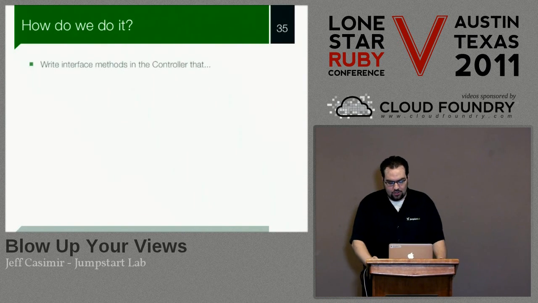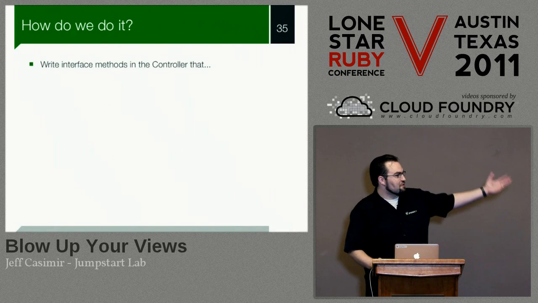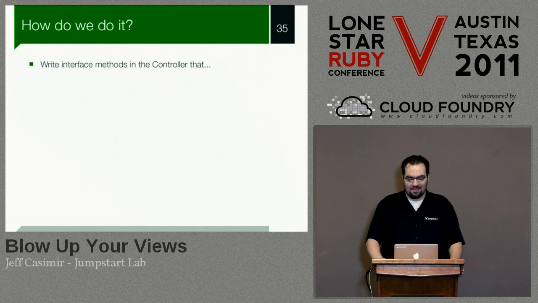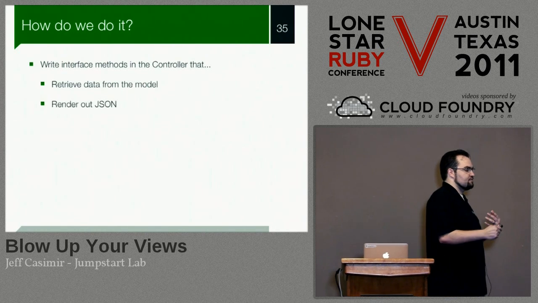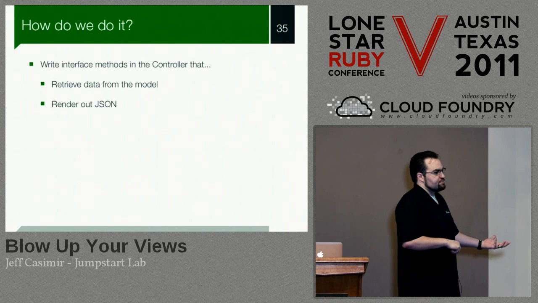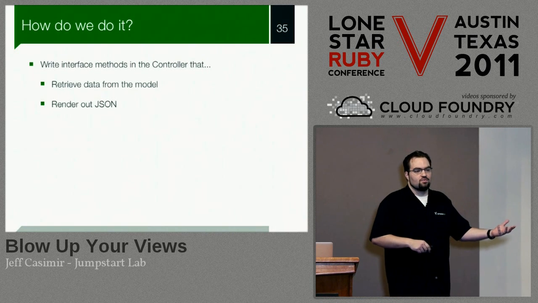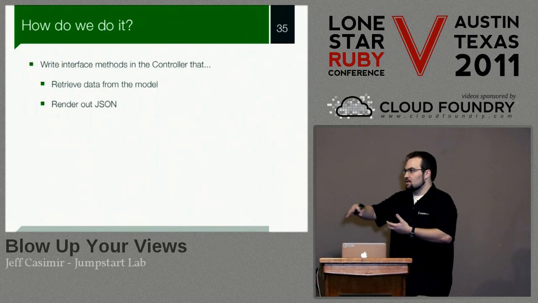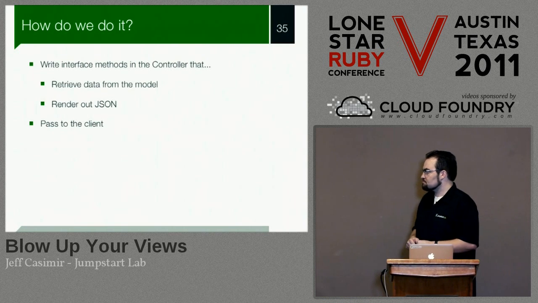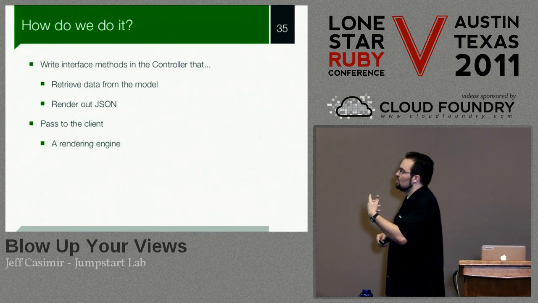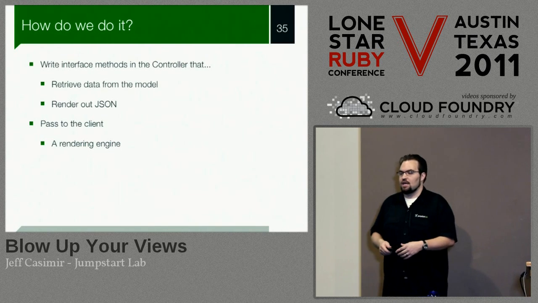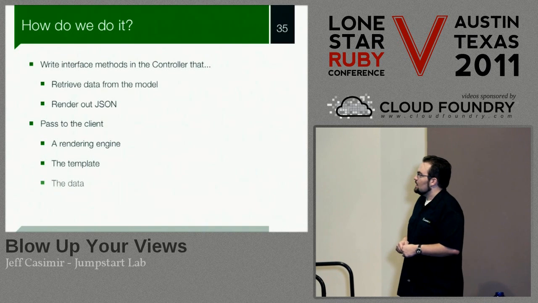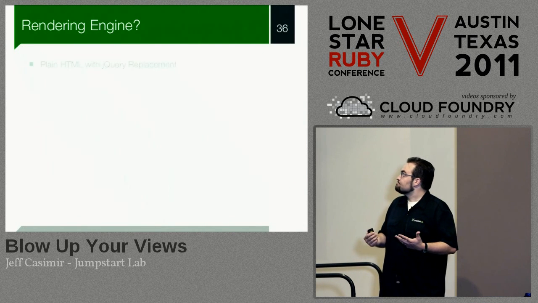Okay, so how do we do that? Just draw your boxes and then your stuff works. It's a great plan. I will leave that to you. Hack night tonight. No. Some ideas. We write an interface, retrieve the data from the model, render out just plain JSON, and then use that JSON whether we're talking about HTML, we're talking about APIs, we don't care. Pass that down to the client along with a rendering engine that knows how to combine the data, template, and any formatting logic. And that's it.